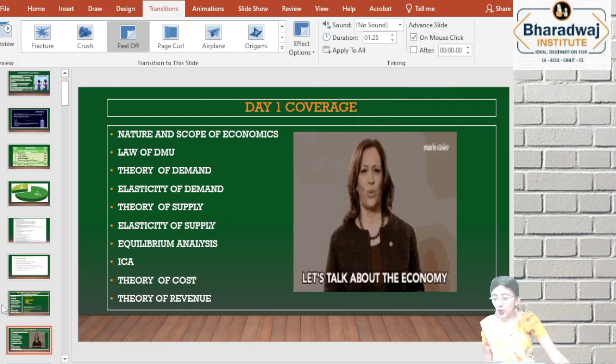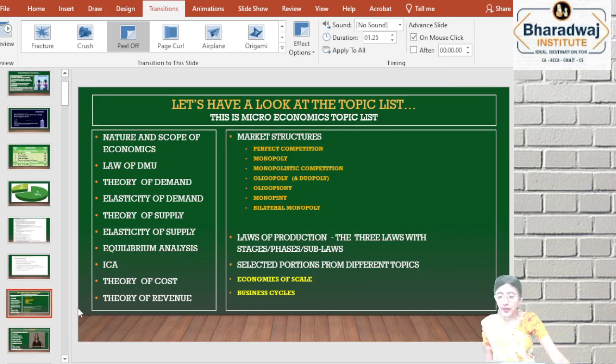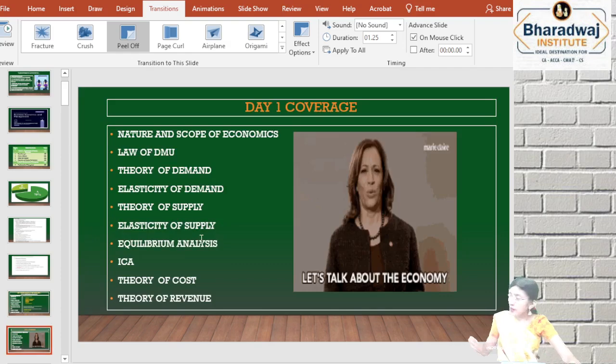So tomorrow we can continue with market structures fully, and if possible finish off laws of production. Day after tomorrow we have selected portion, tidbits from each topic, and business environment. The third day closes with that. So that is the tentative plan. This is today's coverage for your information.